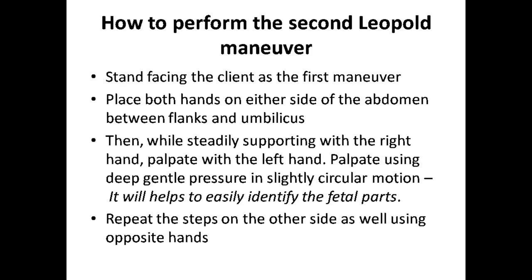So how you stood in the first maneuver, in the same way you are going to perform this. You are going to stand at the right side of the mother, again facing the face of the mother. Place both hands on either side of the abdomen between the flanks and the umbilicus. In the first maneuver you placed both hands on the uppermost part of the abdomen, the fundus of the uterus. Here you have to place your hands on the side of the abdomen, between the flanks and the umbilicus of the mother.